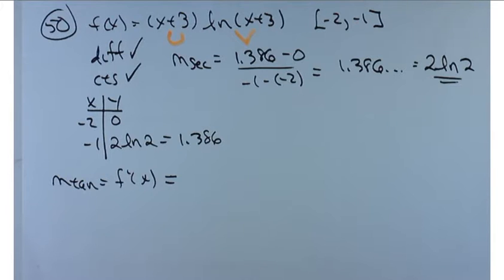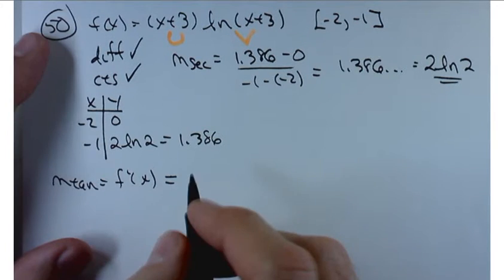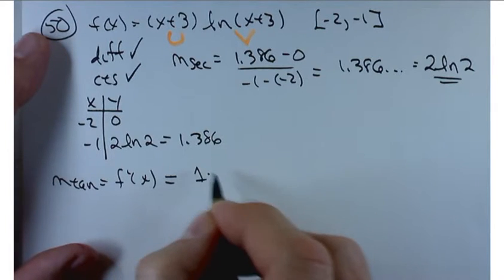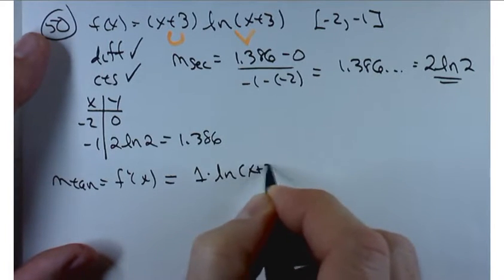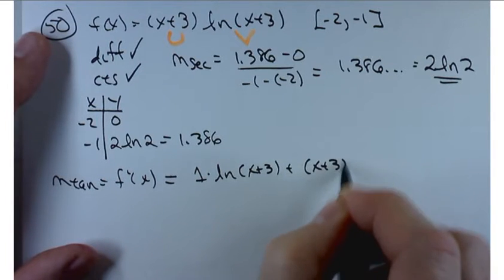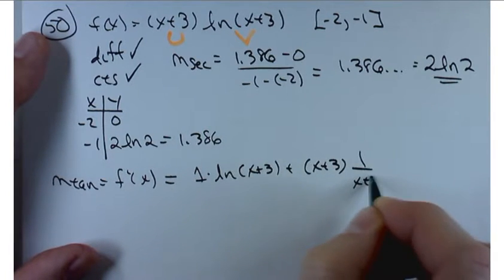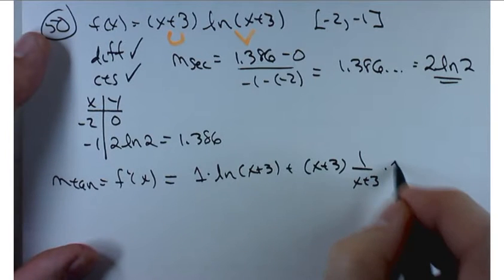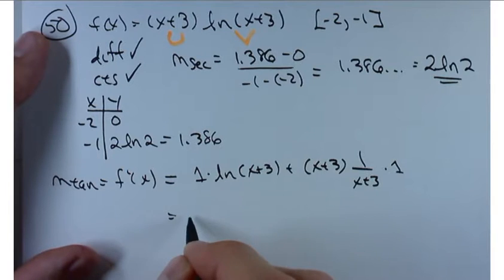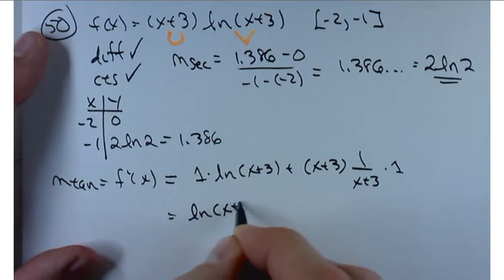I think the second term is going to be 1 when you differentiate it. Yeah. So it's going to be 1 times ln of x plus 3 plus x plus 3 times 1 over x plus 3 times 1, right? Drew to the outside times drew to the inside, but that disappears. Basically, it's just ln of x plus 3 plus 1. Yay.